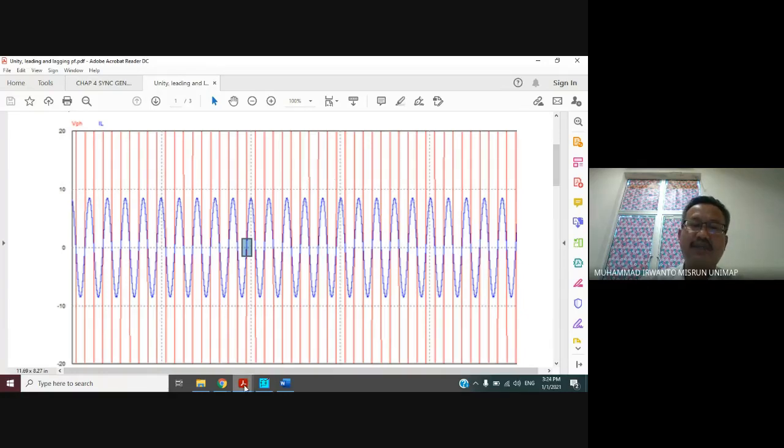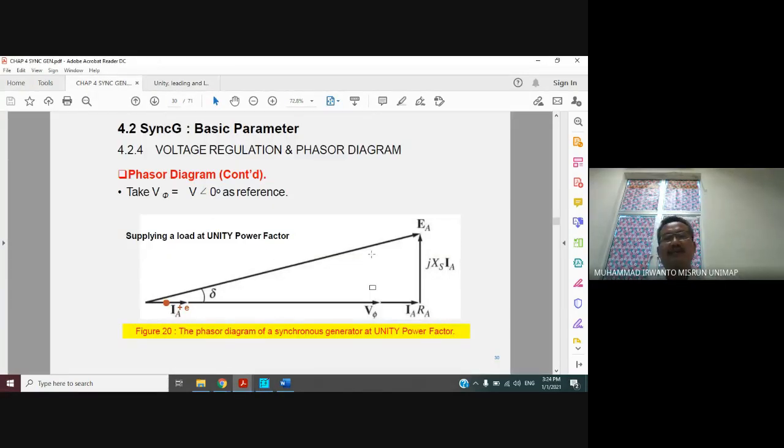This is the phasor diagram. When you have the variables EA, V phase, IA, RA, you can obtain V phase, IA RA, EA, jXS IA. So how to draw? Remember this one.